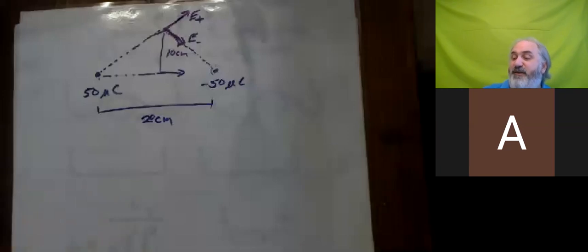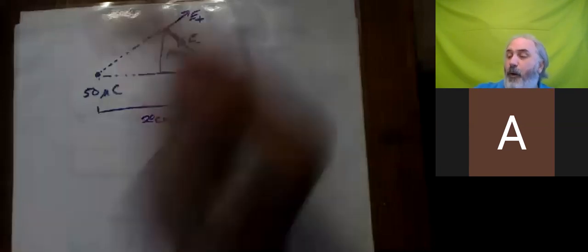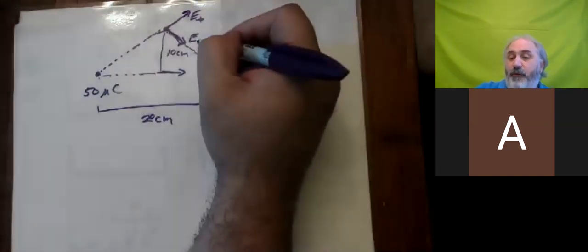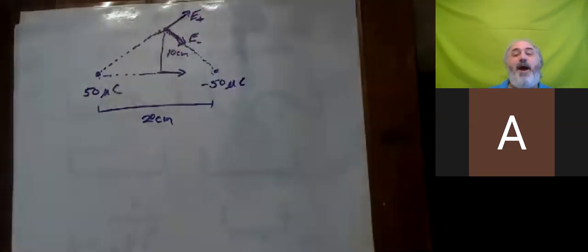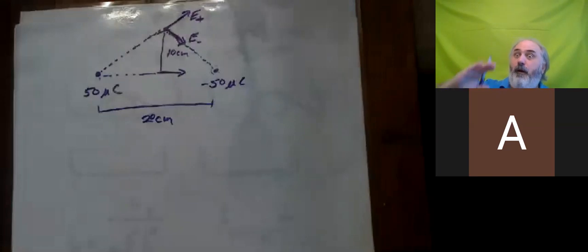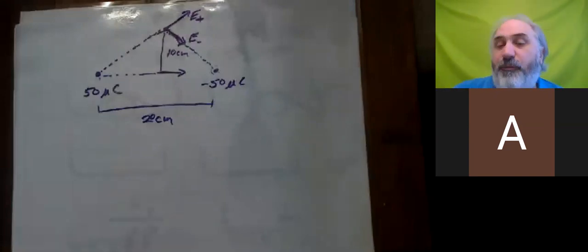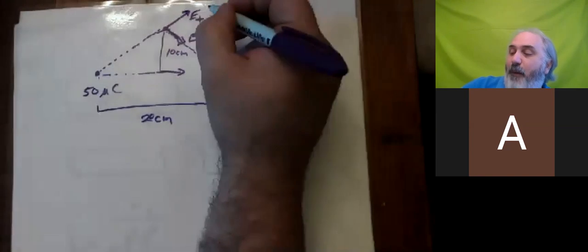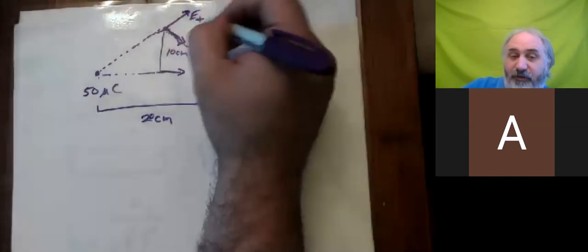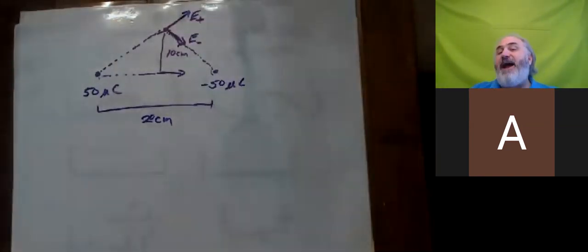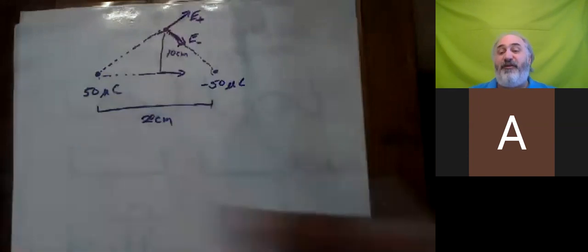We got to find both of these electric fields. Then we're going to break them down into I hat and J hat components. And then we'll add them up. So far, so good? Okay. So first, before we can do any of that, let's figure out how big is this vector? How big is E plus? So we'll find the magnitude first, then we'll split that magnitude into components.